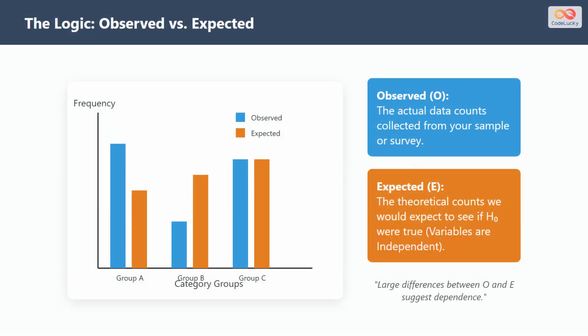The logic of the test is based on comparing two things, observed frequencies and expected frequencies. Observed is what we actually counted in our survey. Expected is what we calculated should happen if there was absolutely no relationship between the variables. If the observed and expected numbers are very different, it suggests that a relationship might exist.